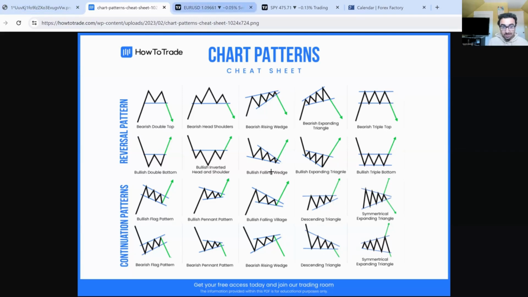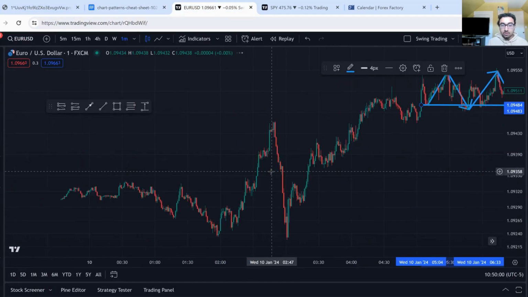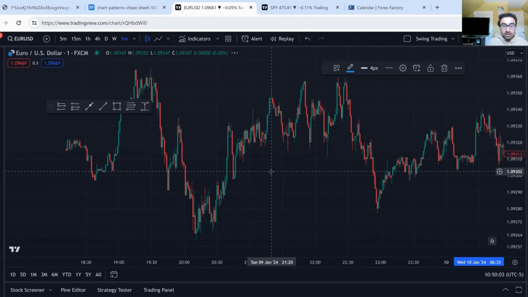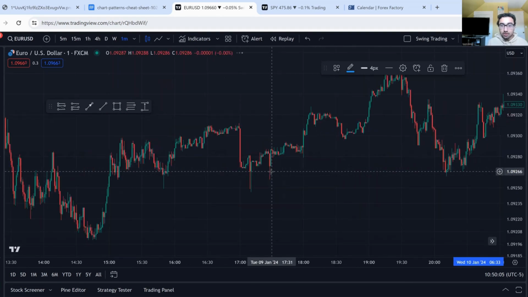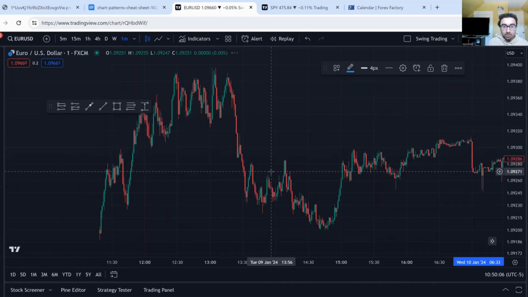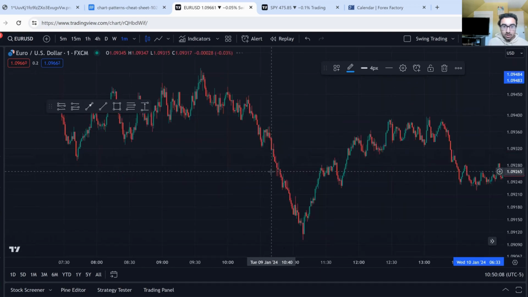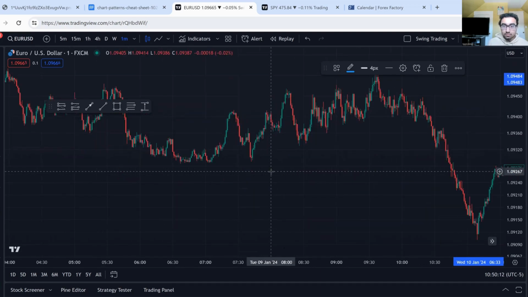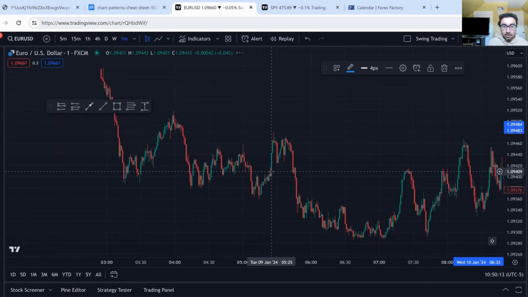This is the last chart pattern that I ever traded. And I really love this one because it was just so easy to trade. Although it doesn't really show up in forex as much as it does in stocks. Nonetheless, let me see if I can find one.